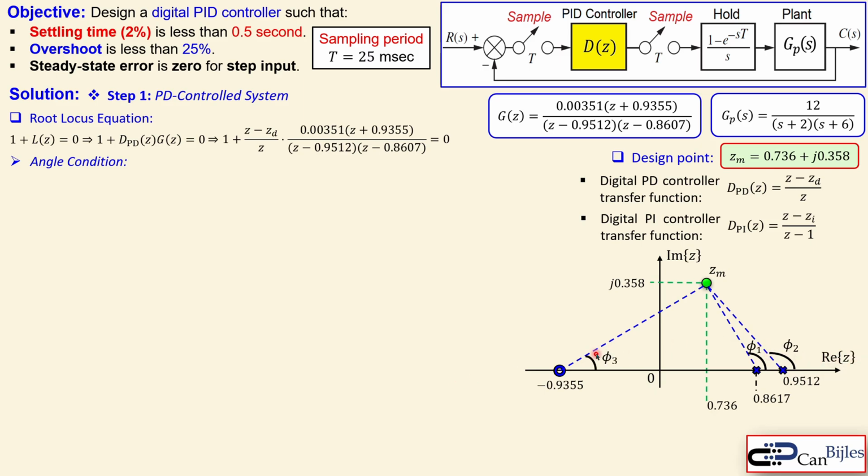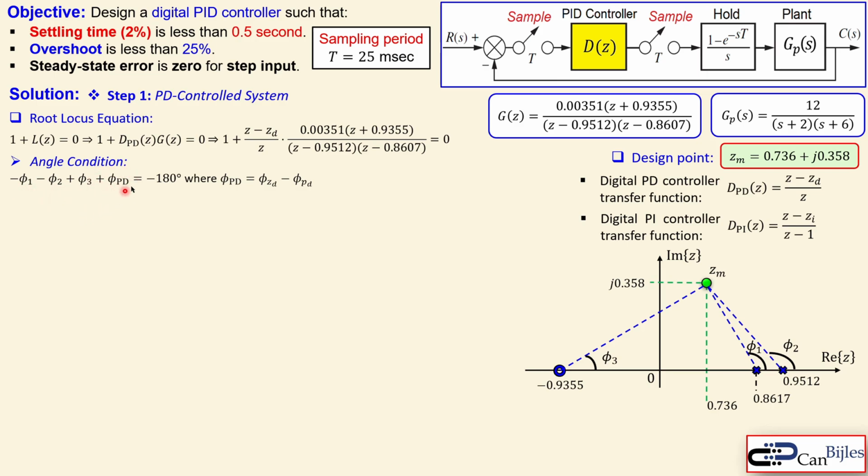So we need to use these 3 phases and also the required phase that needs to be added by the PD controller, such that we get the condition for our angle condition, which is minus phi 1 minus phi 2 plus phi 3 plus the phi PD is equal to minus 160 degrees. Why is this minus phi 1 and minus phi 2, but this is plus phi 3? Because the pole location will contribute negative phase and all zeros will contribute positive phase. That is the reason for having a minus and a plus here.